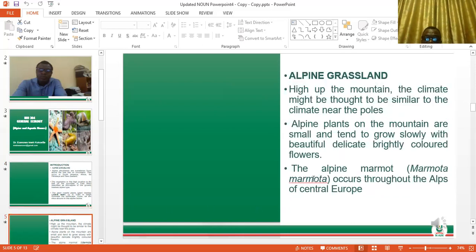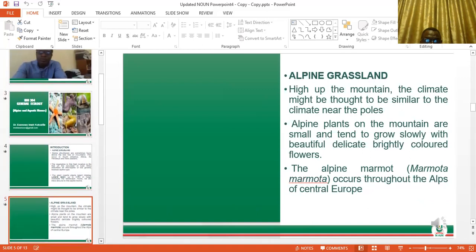We also have the grassland. Grasslands are found high up the mountain where the climates might be thought to be similar to the climates near the poles. Plants on the mountains are small and tend to grow slowly, with beautiful, delicate, brightly colored flowers. And plants such as the alpine mammoths are found throughout the alps of Central Europe.